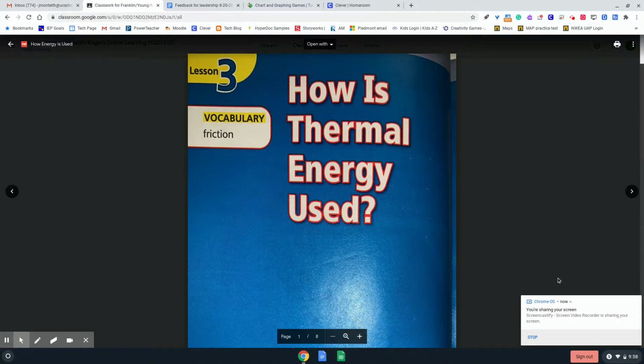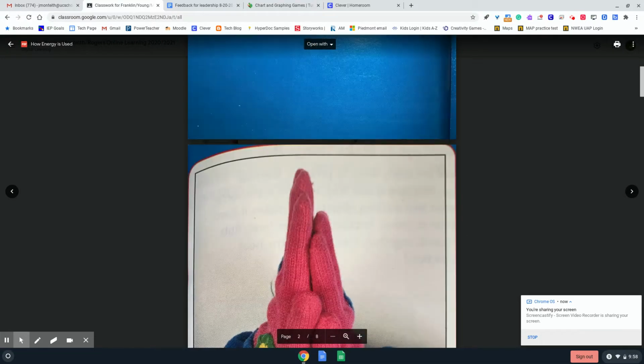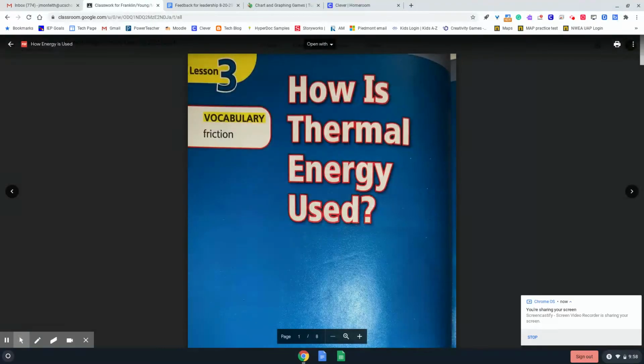Okay, guys, so today I wanted to read your science lesson for you, or your science activity. It's really, really cool, okay? So this is what you're going to do. You're going to scroll through this PDF here about thermal energy, and you're going to do a little experiment. We're going to read it together.